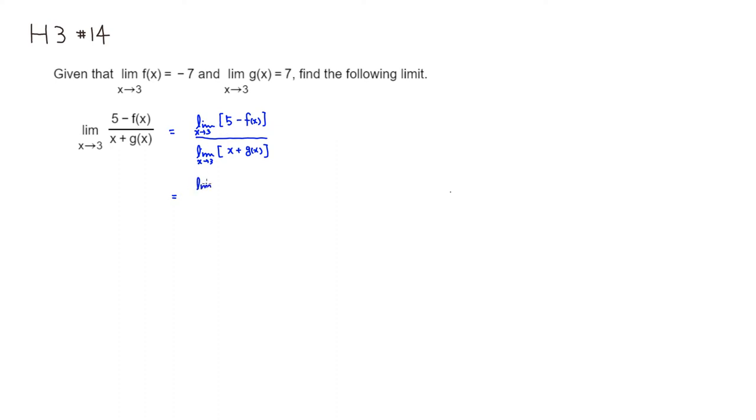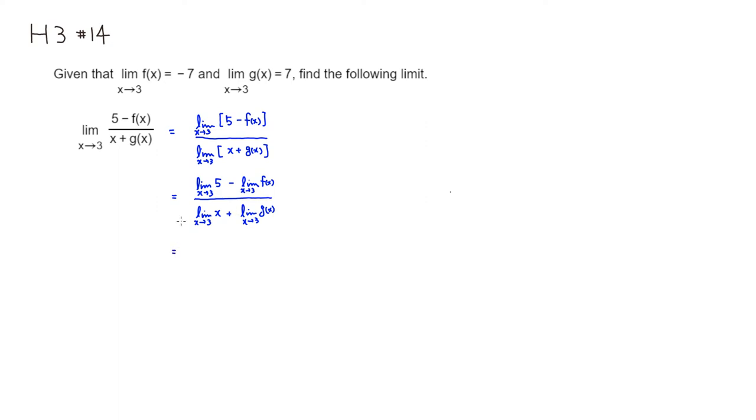So you're going to do the limit of the constant 5 as x approaches 3, minus the limit of f of x as x approaches 3, divided by the limit of x as x approaches 3 plus the limit of g of x as x approaches 3. Then we should know every single limit here.